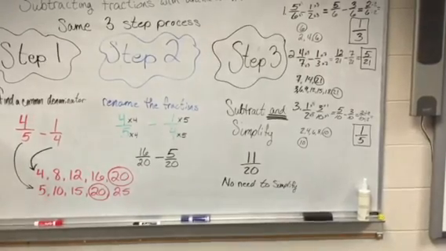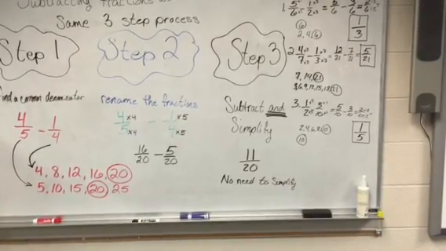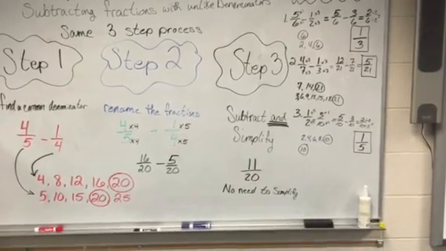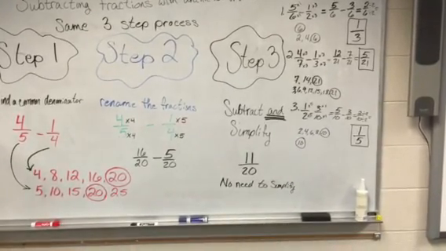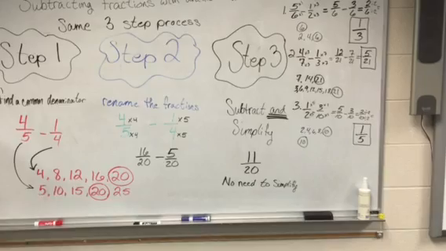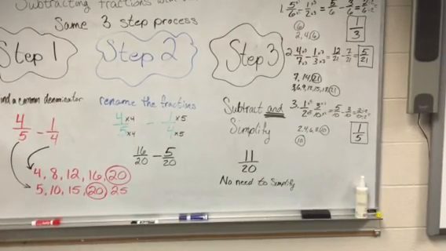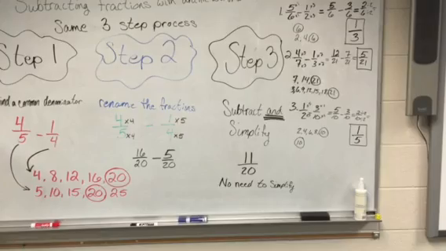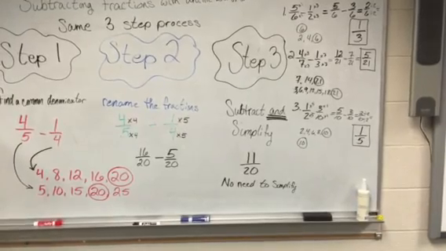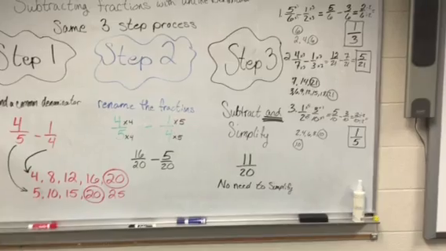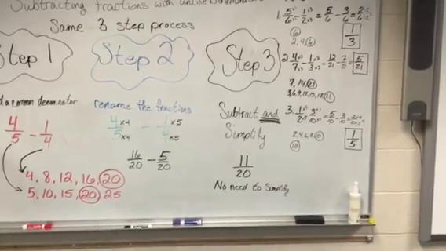Step 3, subtract and simplify. You always need to check to see if the fraction can be simplified. In this, we have 16/20 minus 5/20. We subtract the numerators, 16 minus 5, and we continue the denominator over. It was 20, so in this one it will be 20. And that gives us an answer of 11/20.